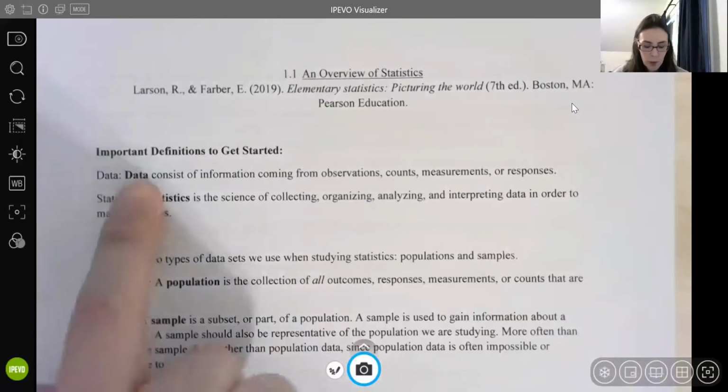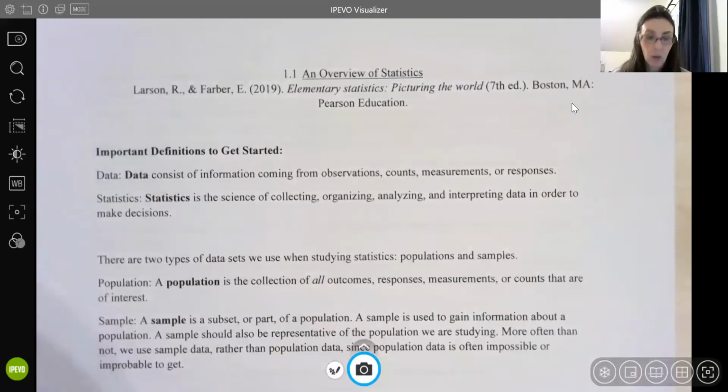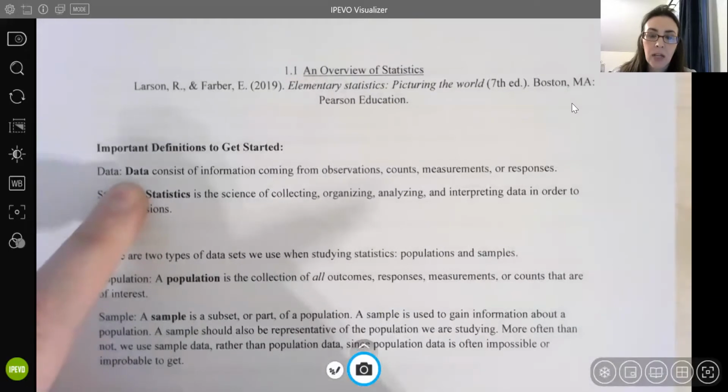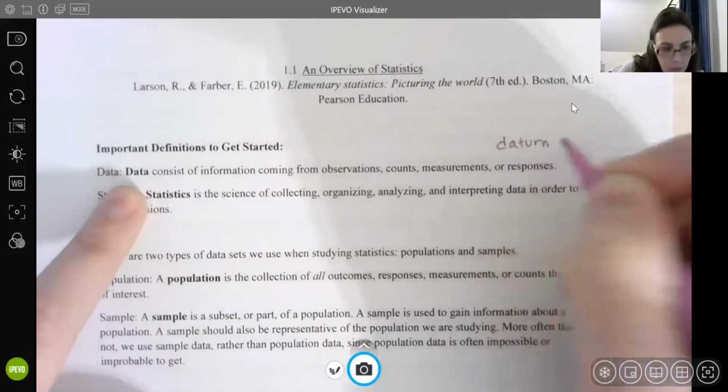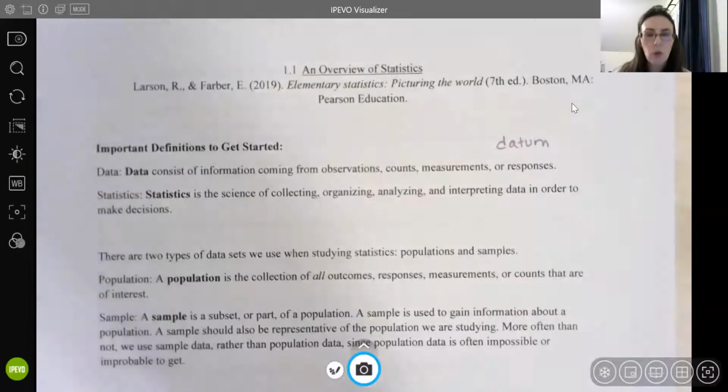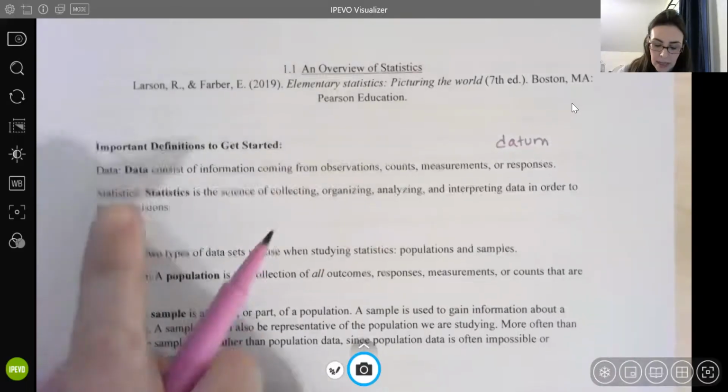So we have two basic definitions to start with: data and, of course, statistics. Data consists of information coming from observations, counts, measurements, or responses. For instance, responses to surveys or something like that. The word data is actually plural. So if you see the word datum, which is spelled like this, that is the singular. Usually we always have more than one data point, right? So instead of saying datum for singular data points, we tend to use the word data because we always have more than one. So you're going to see that word data.